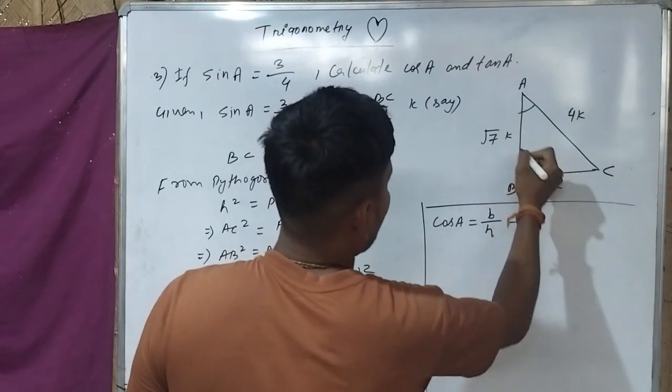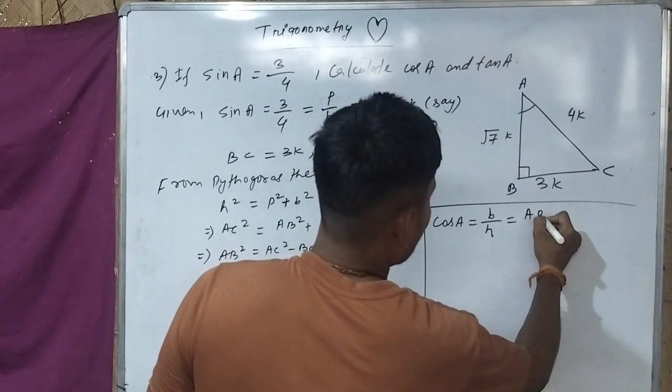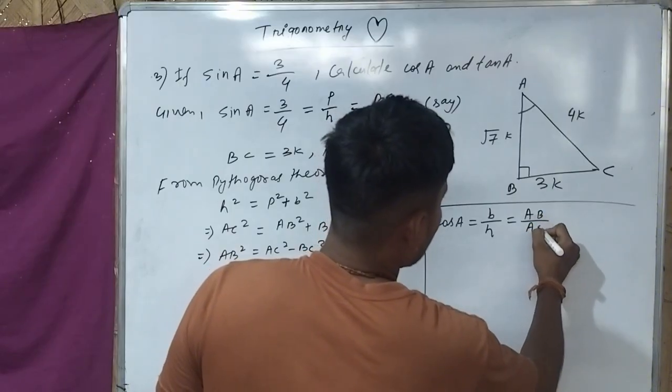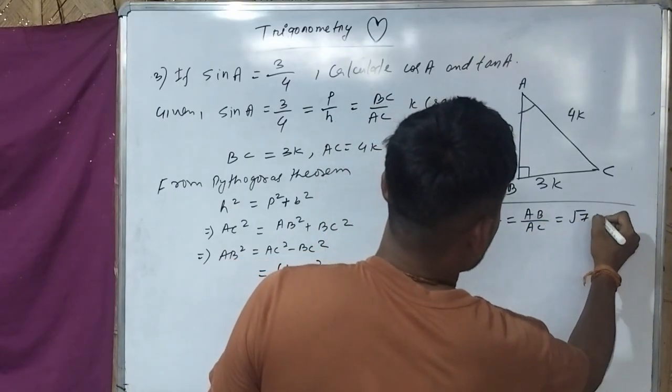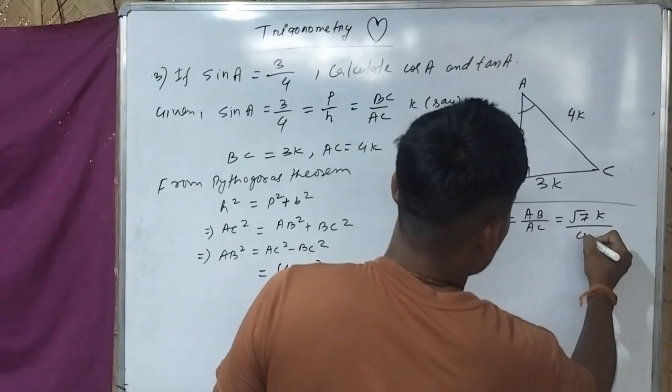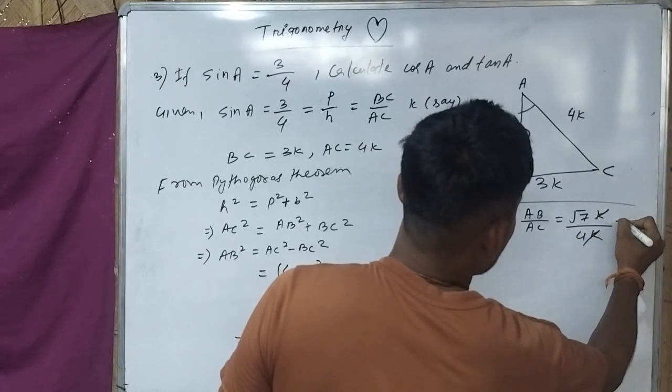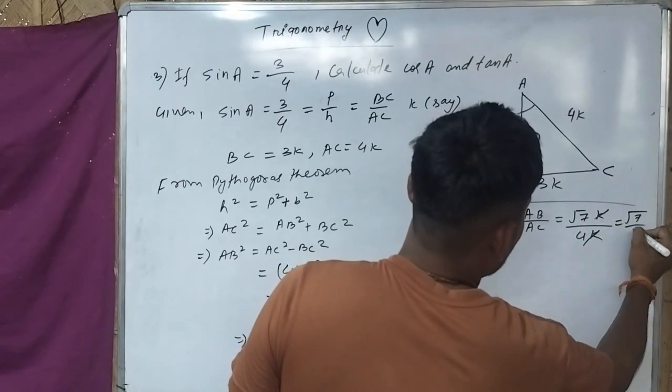Root 7K. What is base? AB. And what is hypotenuse? AC. So root 7K by 4K. K cancels. Your answer is root 7 by 4.